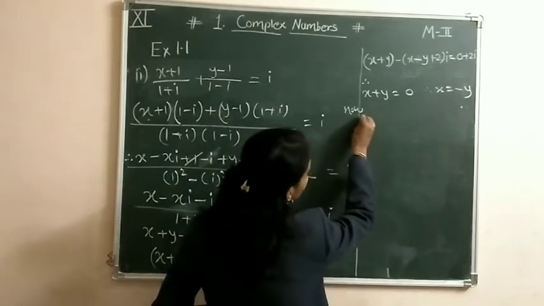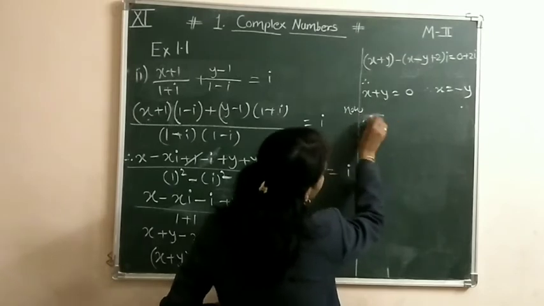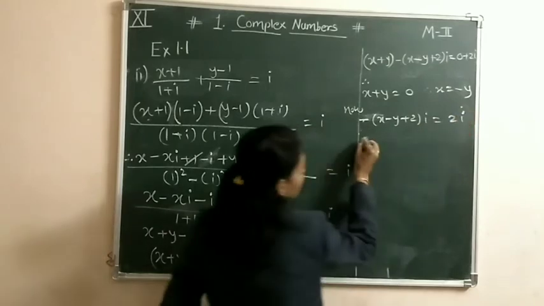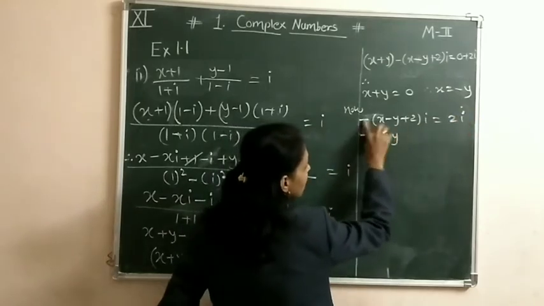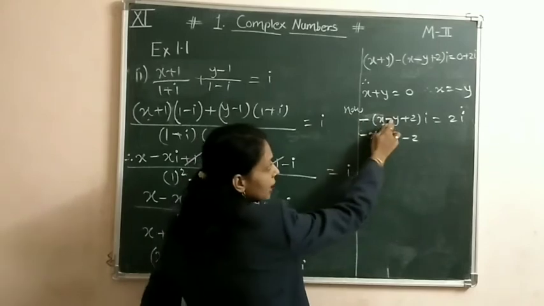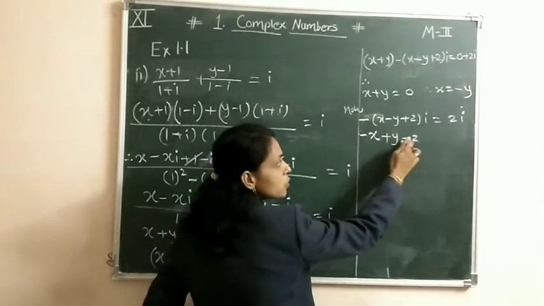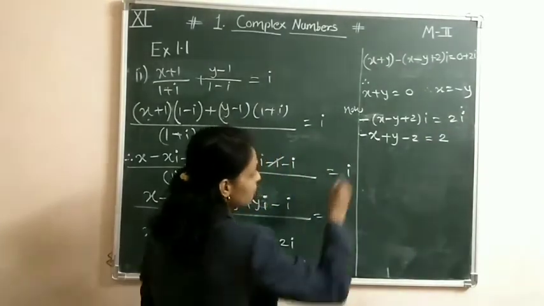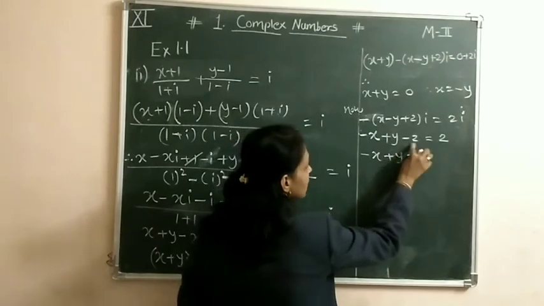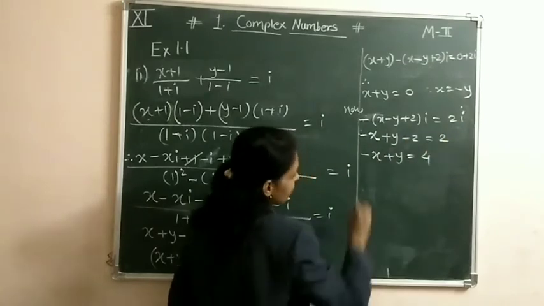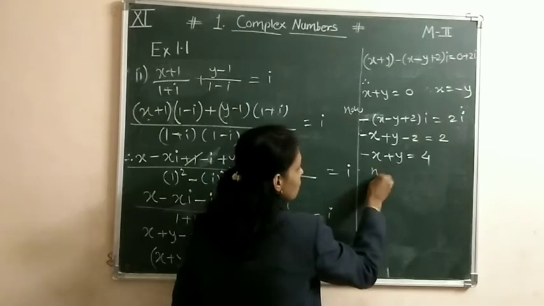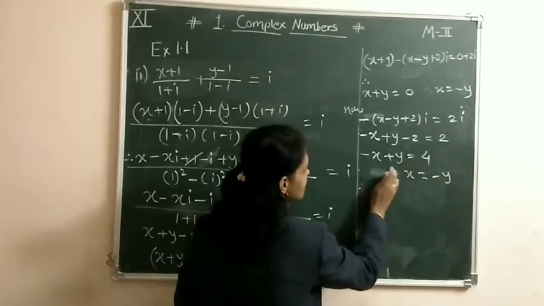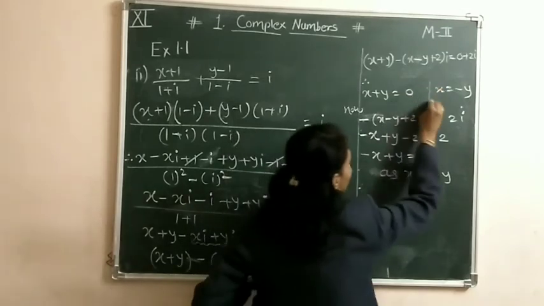Now, therefore x plus y, negative x minus y plus 2i is equal to 2i. Therefore negative x positive y, negative x negative positive y, negative positive negative 2 is equal to 2. I cancel, as already I explained that. Negative x plus y, this negative 2 shift to that side, so it is 4. Therefore, now x is equal to negative 1. Therefore, as x is equal to negative 1, change that.